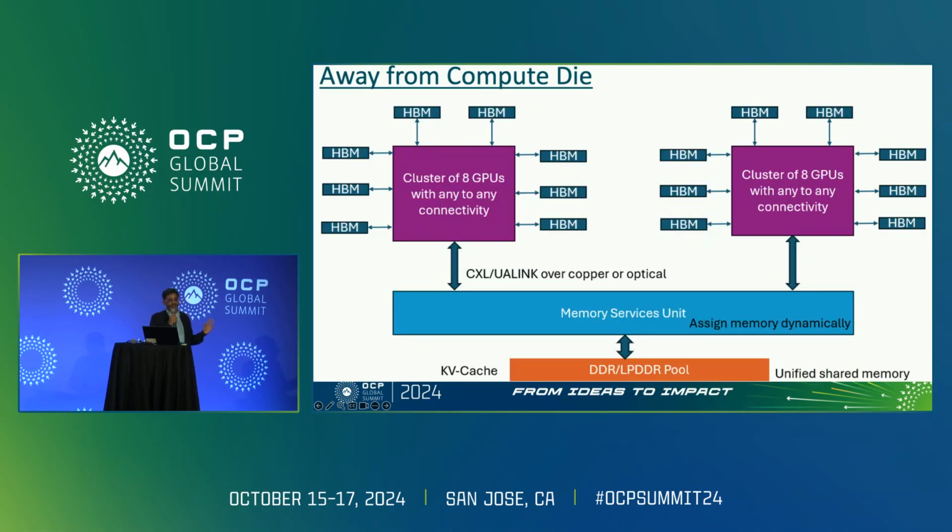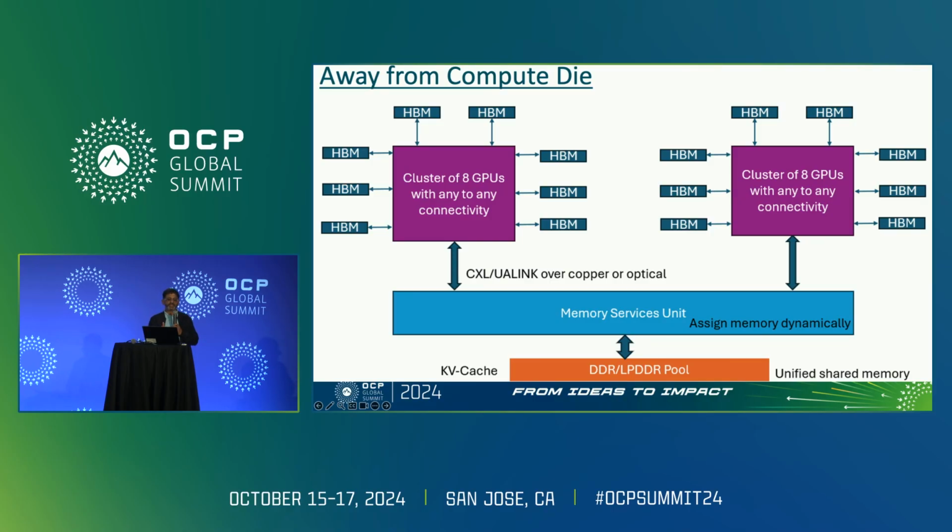Now, this is the other concept. Again, these things are more future looking, and what I'm trying to say here is you're moving away from the compute die. Let's take this cluster of 8 GPUs. Each one has its own HBM. Now I'm connecting these GPUs over some interconnect going over copper or optical depending on your distance, and maybe CXL or UALink, but you're going to have another entity called memory services unit, and that's away from the GPUs, and you're going to connect DDR or LPDDR. I think in the OCP, there are a lot of other companies such as Celestial and others, they have talked about this. But this is another concept where you're moving memory away from the compute die.